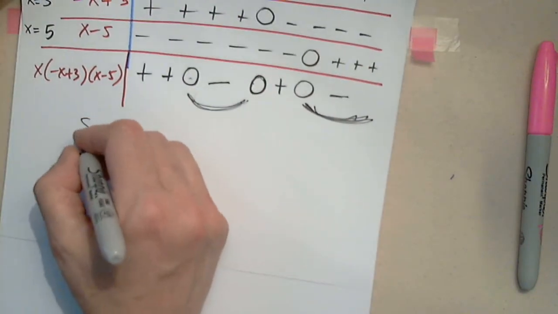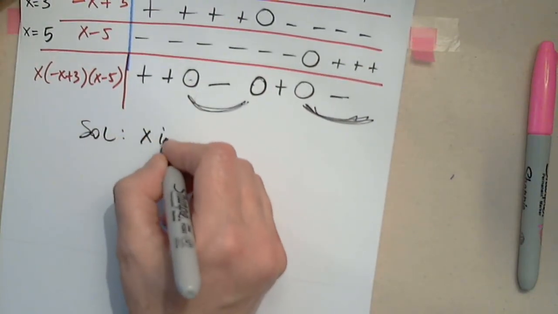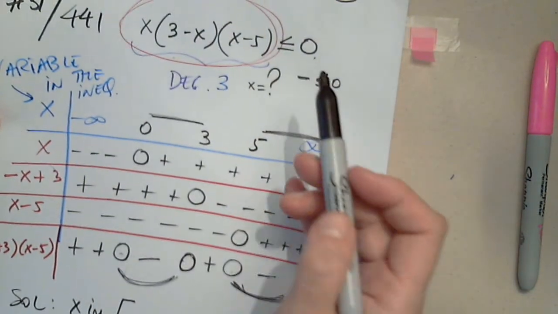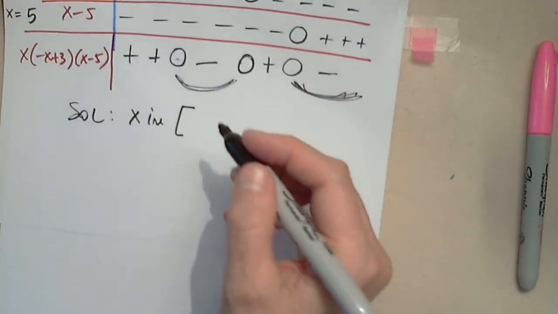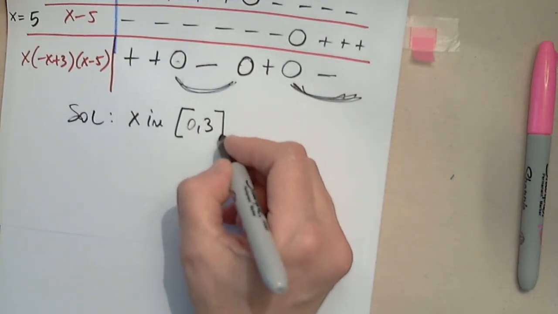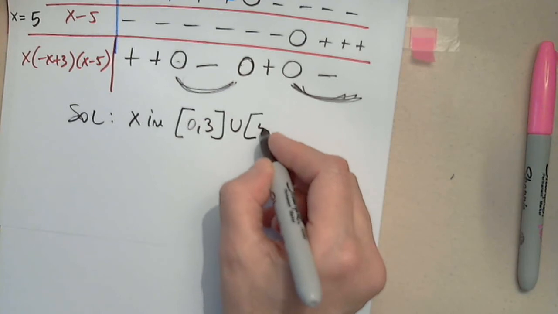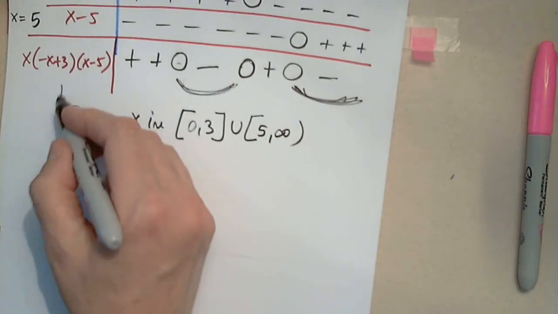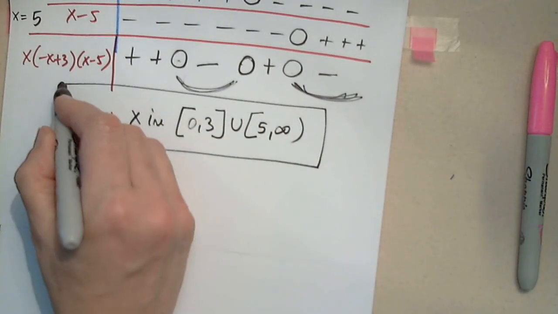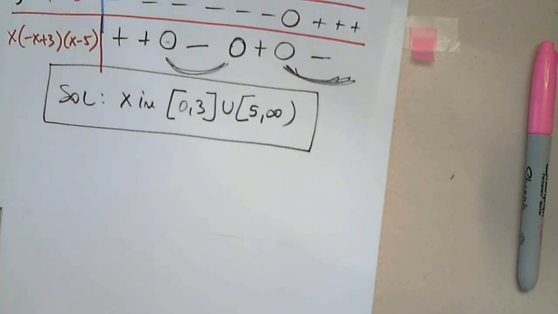So I write the solution. X in the interval. Because I have the equal symbol, I have to use brackets. 0, 3, union 5, infinity. The second example will be even better. This was just the first.